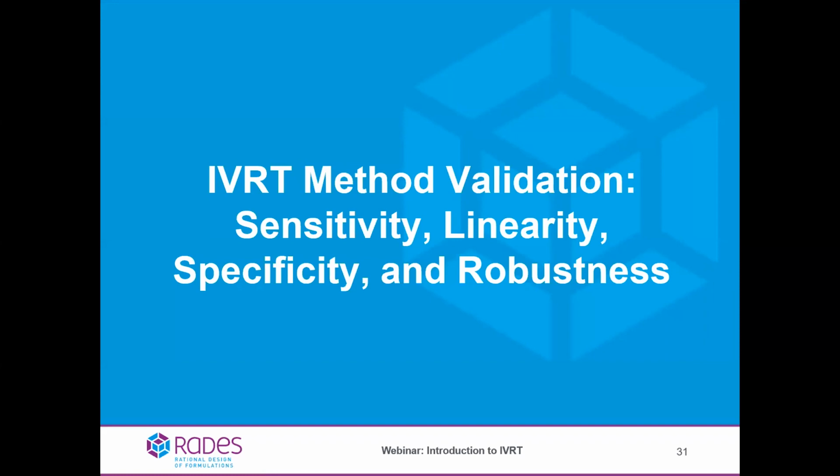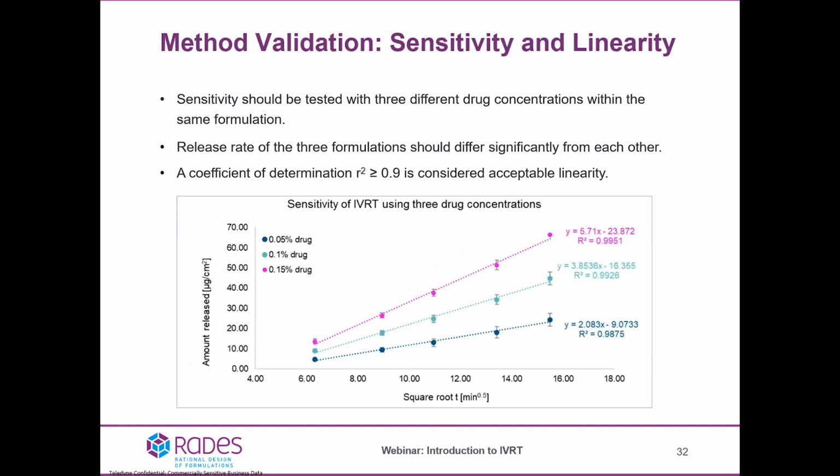So after development, the method needs to be validated to demonstrate the general suitability. In general, the draft guidance on acyclovir describes the validation process in detail very well. The first validation parameters are linearity and sensitivity. As mentioned before, a coefficient of determination, R square, of greater or equal 0.9 is acceptable to demonstrate linearity.